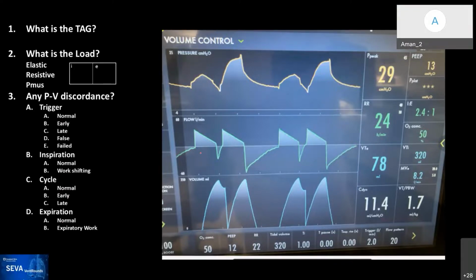Yep, sure. Thank you. All right, so the tag is VC-CMV-S. During inspiration, I see PMUS in the middle of the breath. Expiration looks passive, but ends at about 1.5, maybe resistive. It doesn't quite come back to normal, so I'd say resistive in expiration. PV discordance: I see early trigger, and that's leading to breath stacking. And in inspiration, there is some mild work shifting in the first breath.